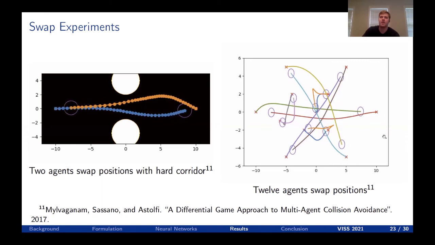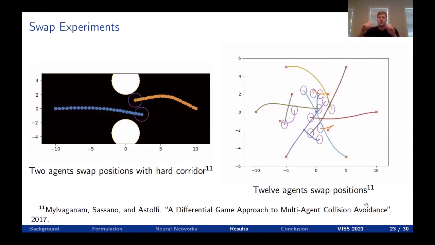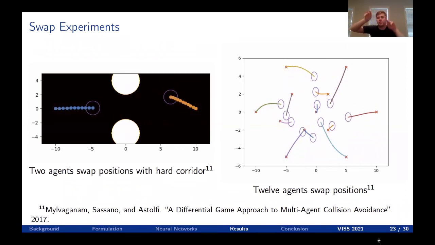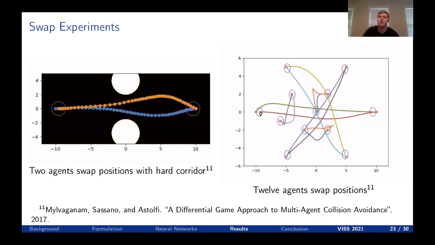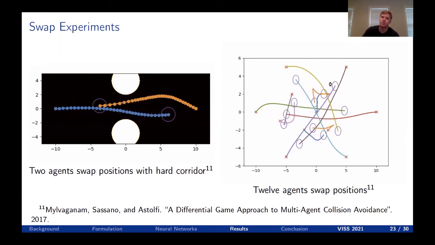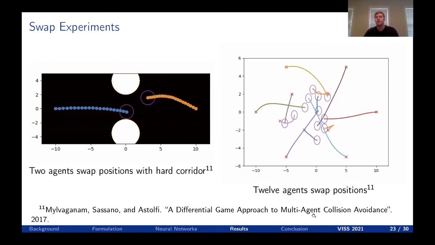And then here we have another case where these agents are swapping positions. So this is 6 pairs of agents, and each is swapping positions with each other. So this green and red one are swapping places with each other across the same time. These 2 are swapping places with each other. These 2 are swapping places with each other, and so on.